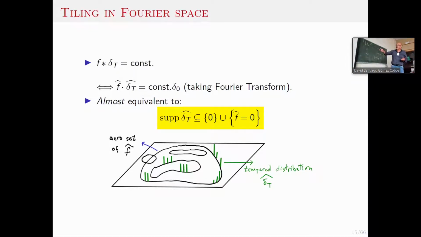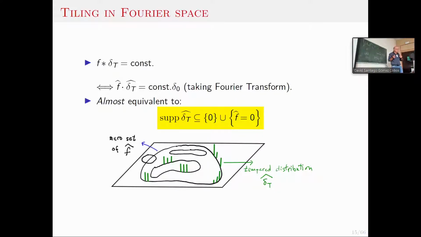So everywhere else, these two guys must kill each other, meaning that delta T hat can only survive where f hat is 0. Right? When you have the product being equal to 0, one or the other must be 0. So the only way for delta hat to be non-zero is for f hat to be 0. In other words, the support of this object is contained in the zeros of f hat plus this point, the origin. That's always in, because delta hat is at the origin. That's a necessary condition. It requires some formalities to prove it, but I think it is intuitively clear why it should be true. And it's almost equivalent.